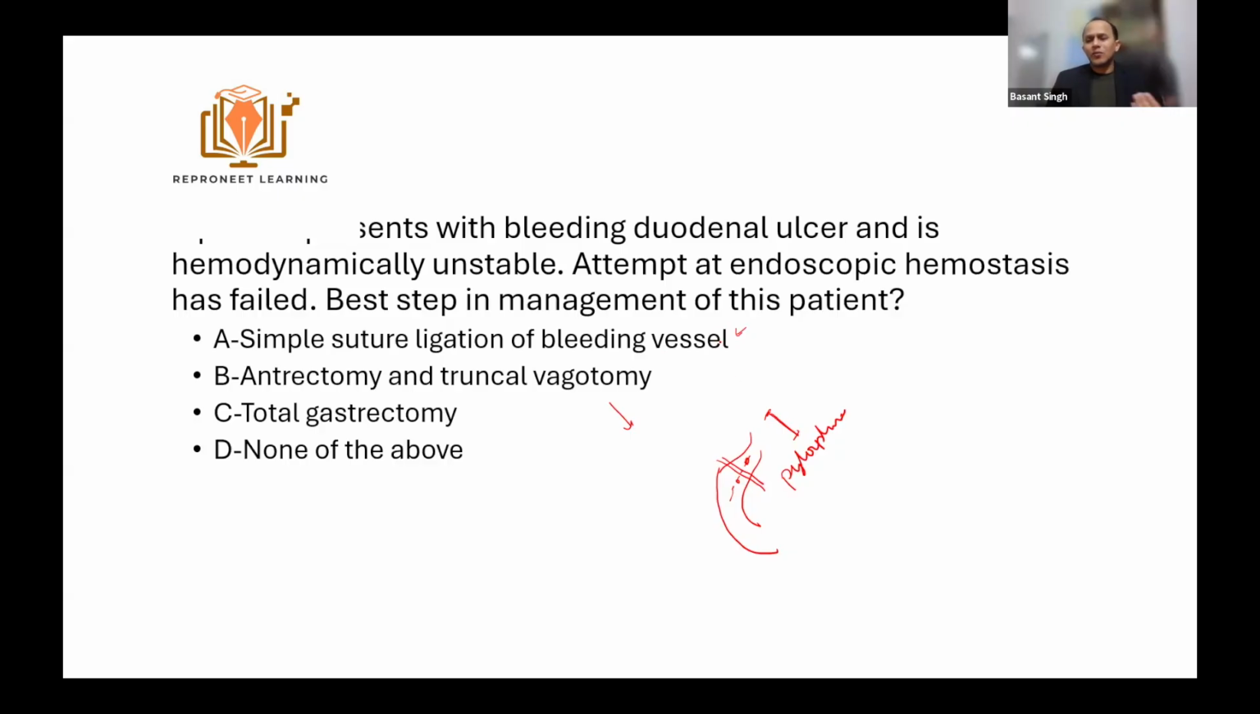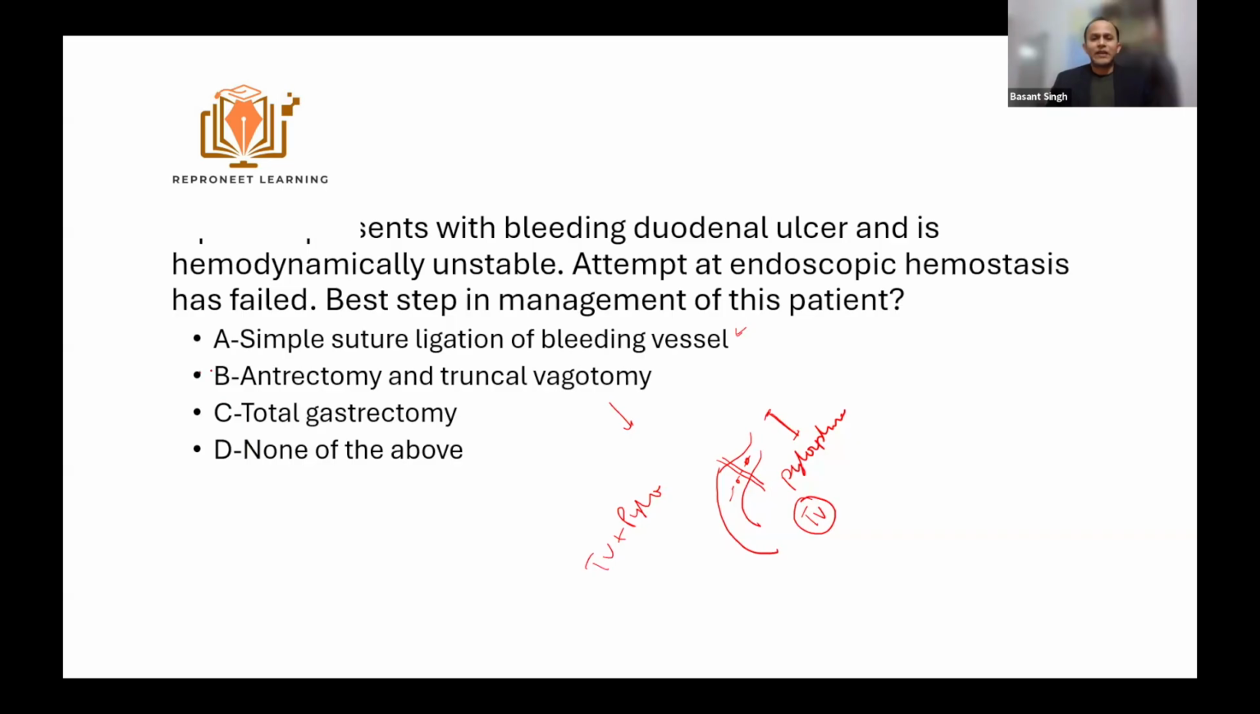Now, what the books say is that in a bleeding duodenal ulcer, there is a risk of recurrence if you don't do a vagotomy. So if the patient is stable, then we do a truncal vagotomy as well. Whether you do a truncal vagotomy or not depends on whether the patient is stable or unstable. If the patient is stable, you take care of the bleeder and then add a vagotomy as well. So truncal vagotomy with pyloroplasty is the most common surgery done for a bleeding duodenal ulcer. All right, you got that?